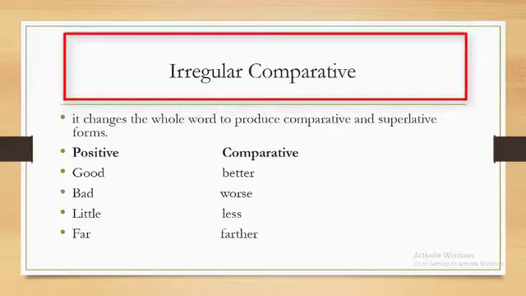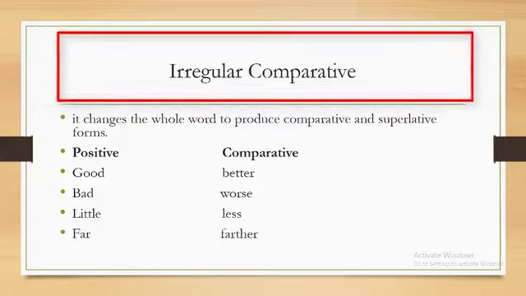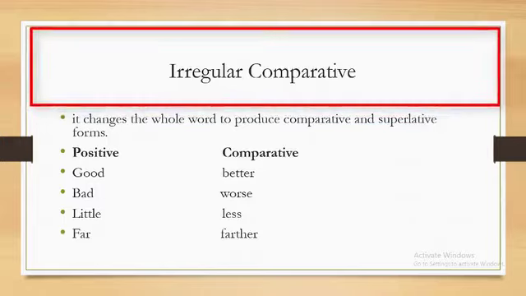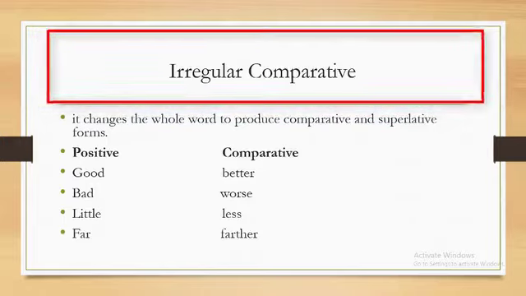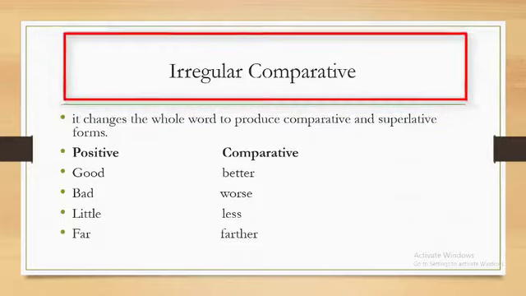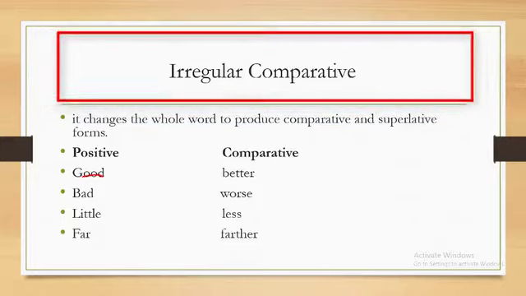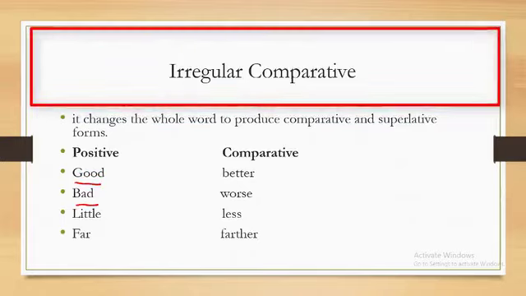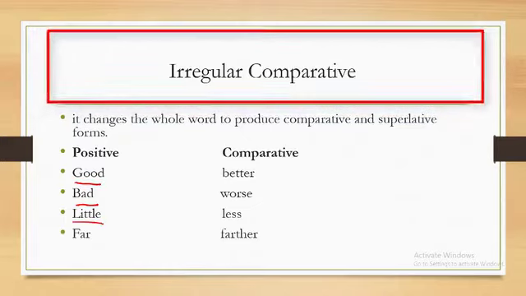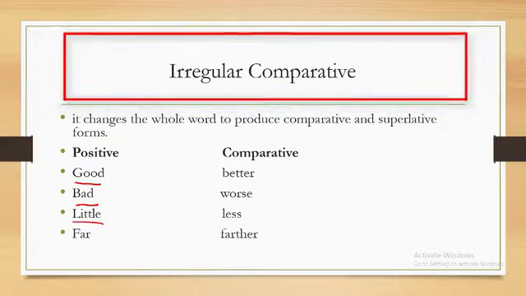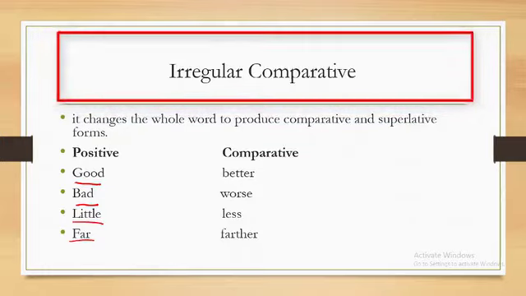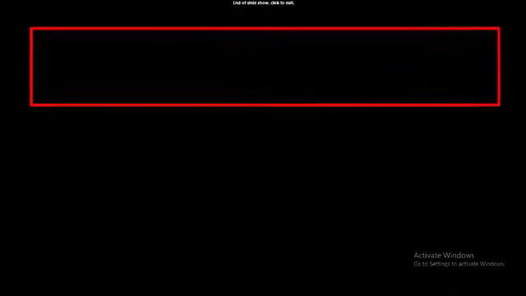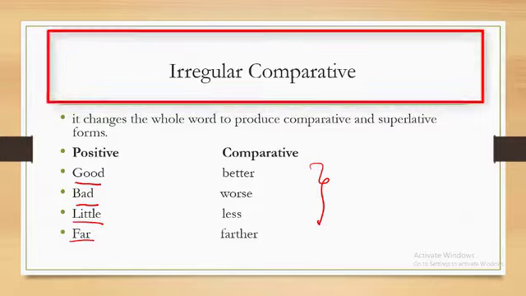So we have irregular comparatives. Irregular comparatives do not follow the regular way of forming comparatives in adjectives. For example, good becomes not gooder but better. Bad doesn't become badder but worse. Little does not become littler but less. Far does not become farer but farther. So all these are examples of irregular comparatives. With this, we've come to the end of today's lesson.